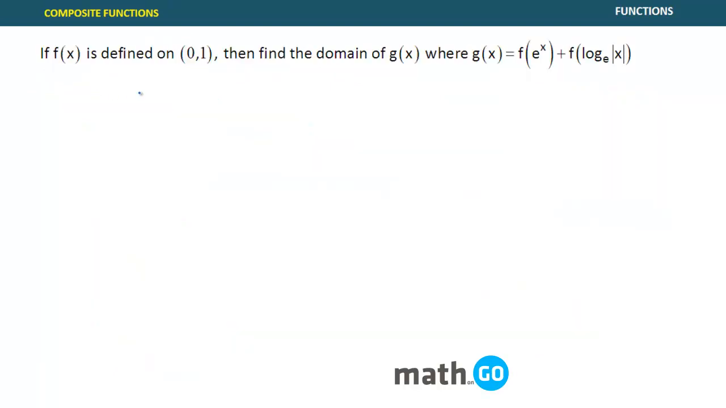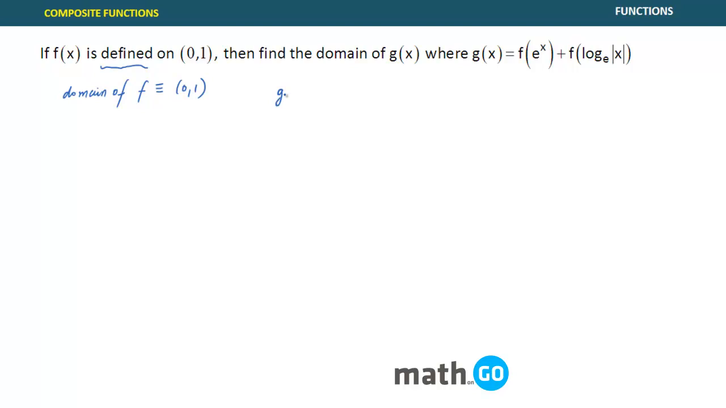Now let us take another problem to highlight the concept of composite function. It says f(x) is defined on 0 to 1. When you see defined on, what is given to you? The domain of f is given, and it is 0 comma 1. That means if f is a machine, it will work only when the input lies between 0 and 1. This is what you should understand by domain and defined; they are one and the same thing.